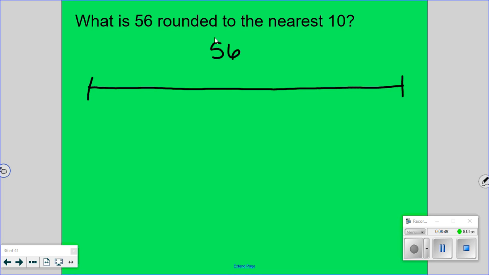What two skip counts of 10 is it going to be around 56? Remember? 50 and 40. I mean 60 and 40. Well, 60 and 40 is the difference of 20. And remember, I want a number line of 10.